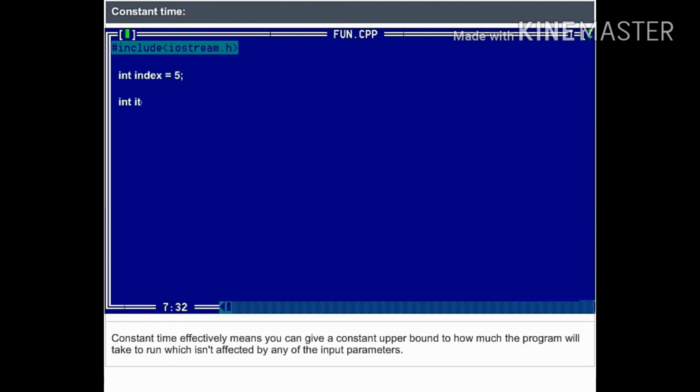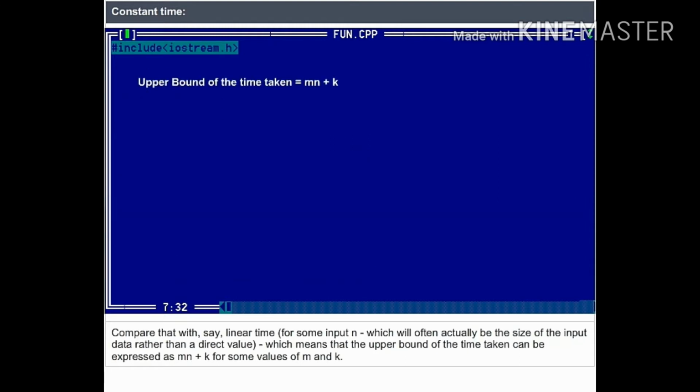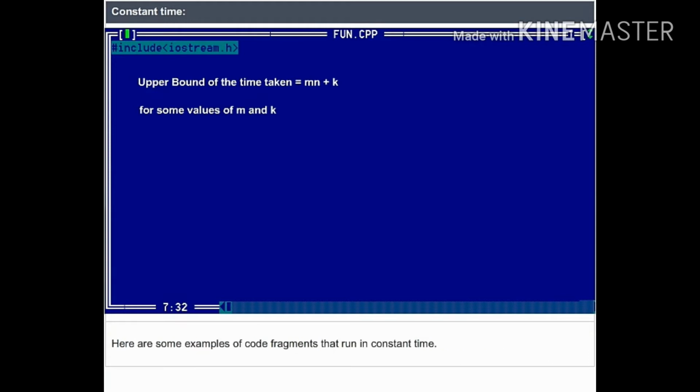Constant time effectively means you can give a constant upper bound to how much the program will take to run, which isn't affected by any of the input parameters. Compare that with, say, linear time for some input n, which will often actually be the size of the input data rather than a direct value, which means that the upper bound of the time taken can be expressed as mn plus k for some values of m and k. Here are some examples of code fragments that run in constant time.